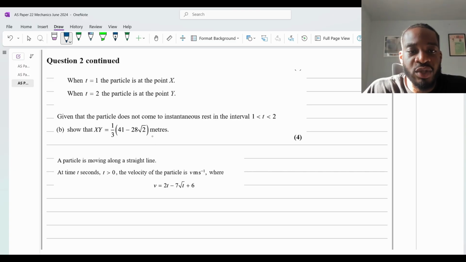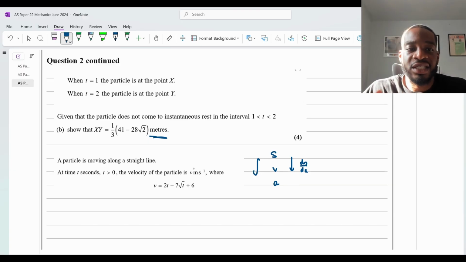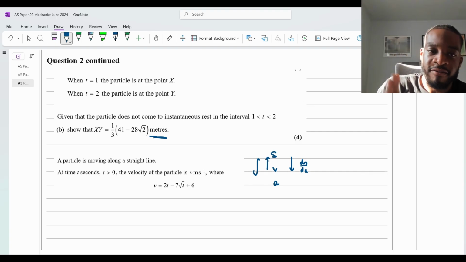Okay, so firstly, we're dealing with a distance, isn't it? Right? We need to calculate a distance. Remember, this is variable acceleration. Remember what I said before? We've got the displacement here, we've got the velocity here, we've got the acceleration here. To go down, we differentiate. To go up, we integrate. So I've just got what we were given in part A, the velocity, right? Because we're looking for a distance, which is essentially the displacement, we're going to go up. So we're going to go from V to S by integrating. So this is an integration problem, first of all.